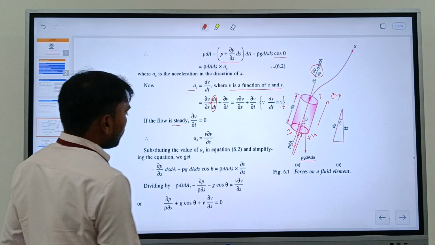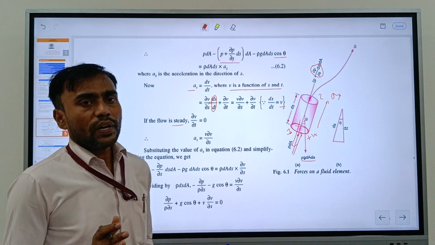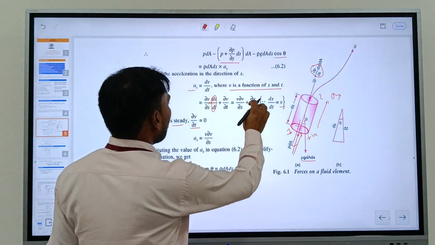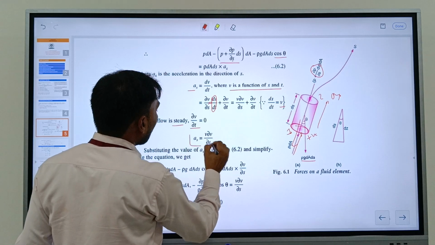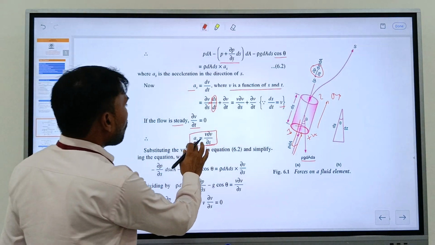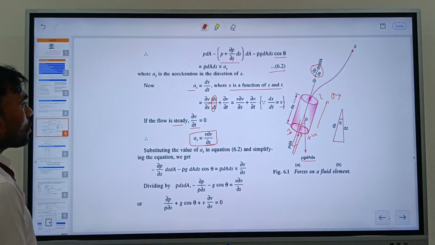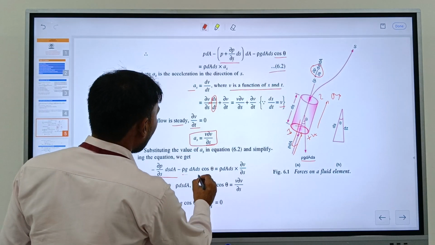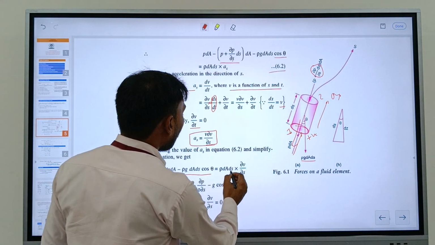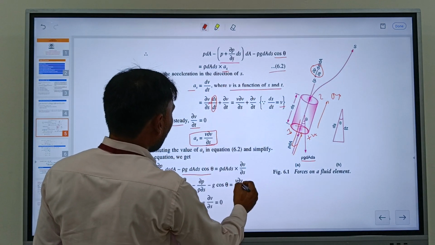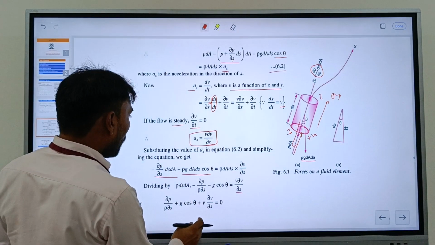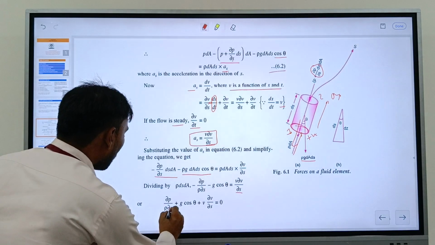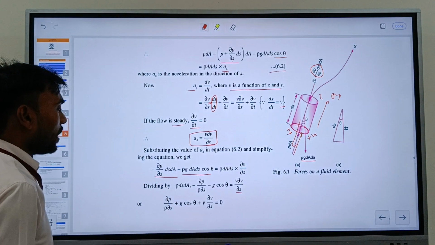If the flow is steady, meaning the flow characteristics do not vary with respect to time, then del v by del t will be 0. So putting del v by del t equal to 0, a_s will be equal to v del v by del s. If we put the value of a_s in equation 6.2, the final outcome will be minus del p by del s ds dA minus rho g dA ds cos theta equal to rho dA ds times v del v by del s. Or in easier form, it becomes 1 by rho del p by del s plus g cos theta plus v del v by del s equal to 0.